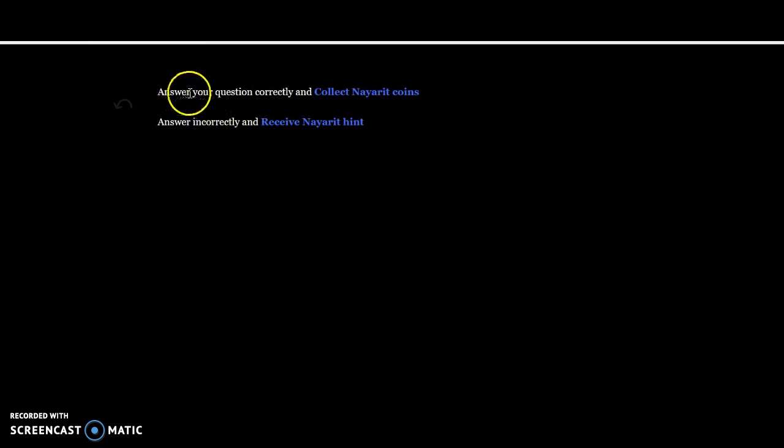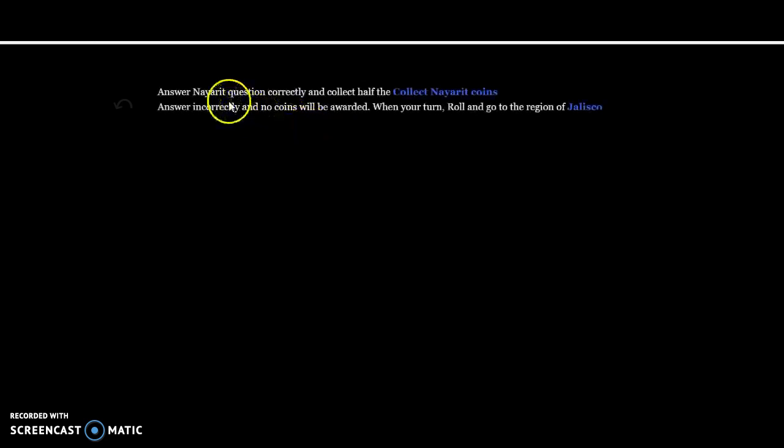they get the first question. If they answer it correctly, they collect the coins. If they answer incorrectly, they get the hint. If they then answer correctly, they get half the points and collect the coins. If they still answer incorrectly, they get no coins, but they move on so that they're not stuck in the game. They just do not get any extra coins.